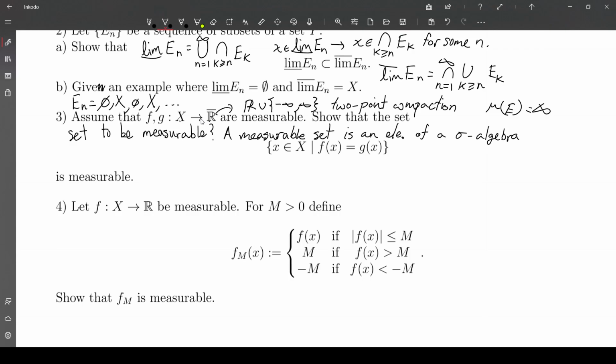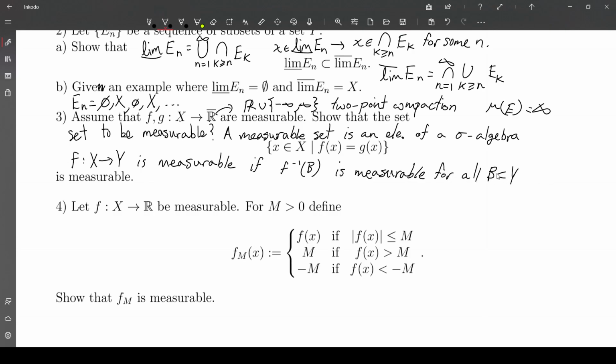So yeah, that's what a measurable set is, and a function is measurable if f inverse of B is measurable for all measurable subsets of Y. In other words, if I take any element in the sigma algebra for Y, then the inverse image of that set has to be in the sigma algebra for X.